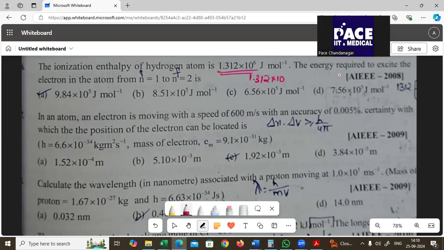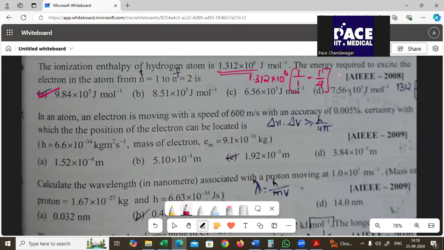1.312 into 10 to the power 6, into (1 by 1 squared minus 1 by 4 squared), which is 1 minus 1 by 16, which is 15 by 16 times all this value. That's going to be your 9.84. So just substitute the values and check, you would get the values there. Everything is in joules per mole, you don't need to convert it. So this is the thing.